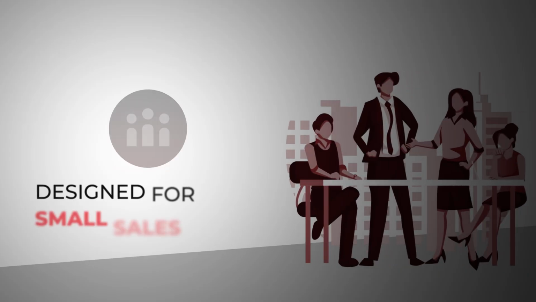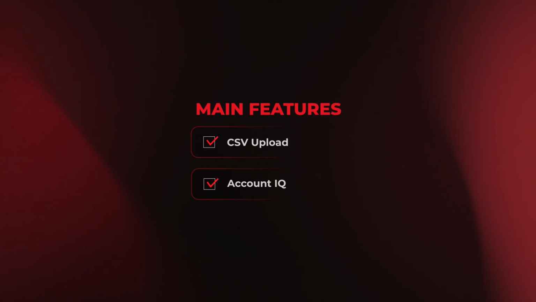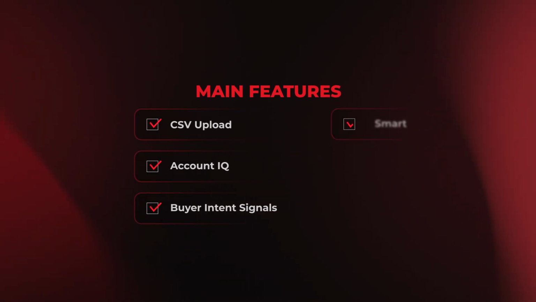Now, let's talk about Sales Navigator Advanced. It's mainly designed for small sales teams, which can be a powerful tool to optimize prospecting. The 5 main features of Sales Navigator Advanced we will cover in today's video would be the CSV upload feature, Account IQ, buyer intent signals, smart links, and TeamLink.